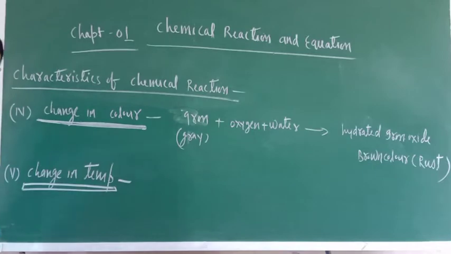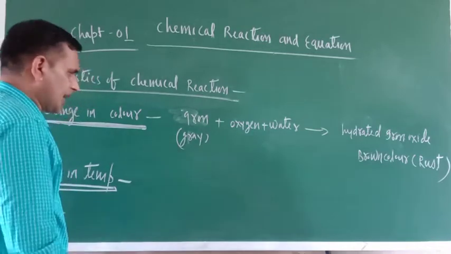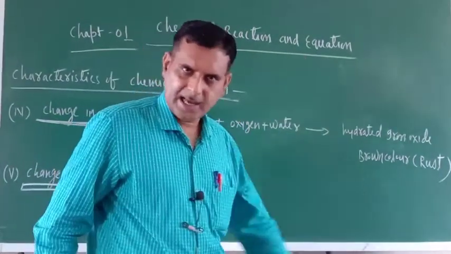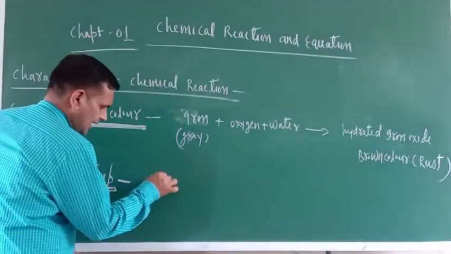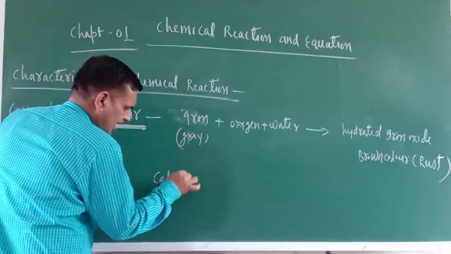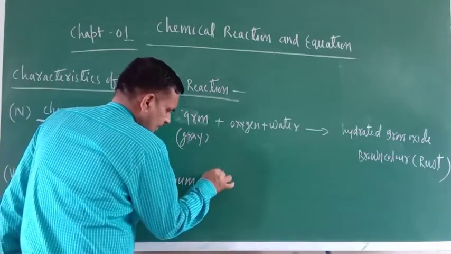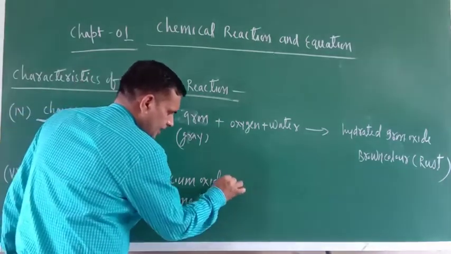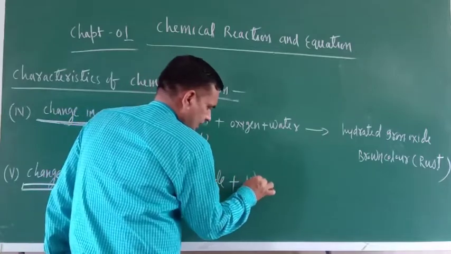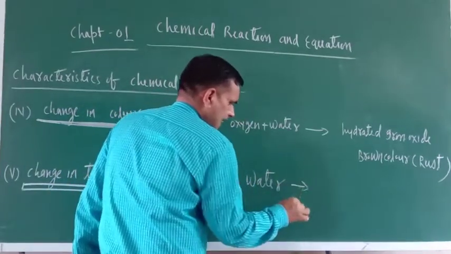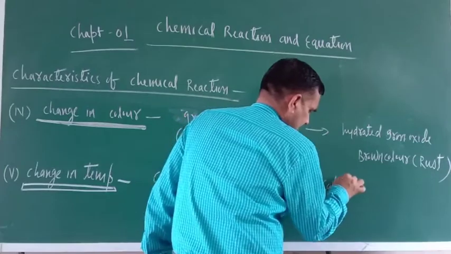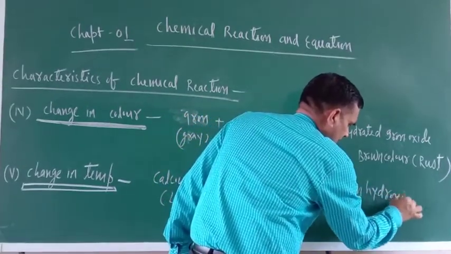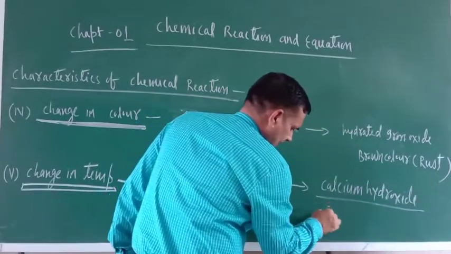Now, change in temperature. Just try to understand. Everybody might have seen lime. Calcium oxide is called lime. If it reacts with water, it forms calcium hydroxide. Calcium hydroxide is slaked lime.